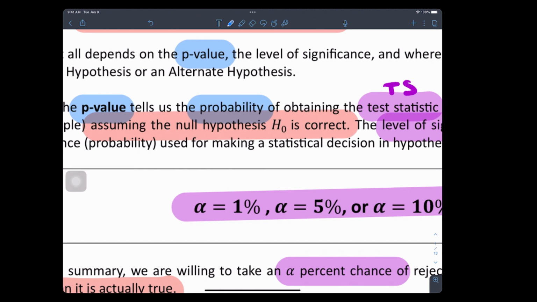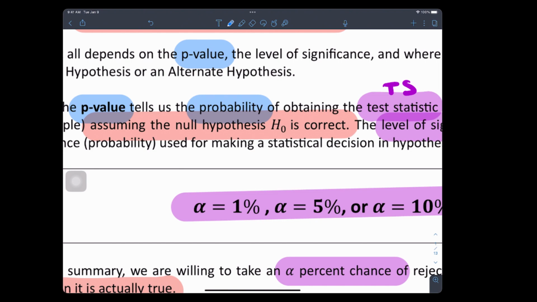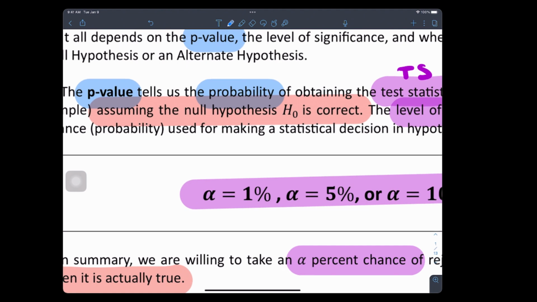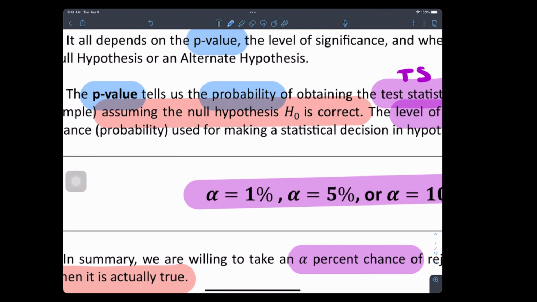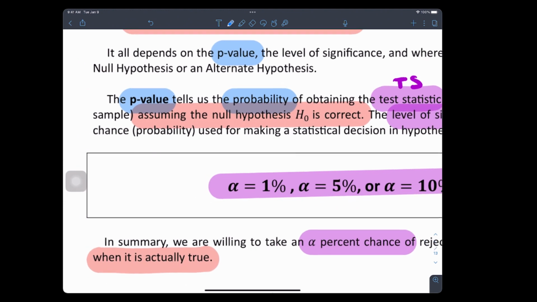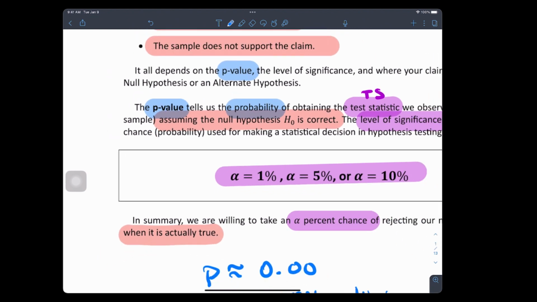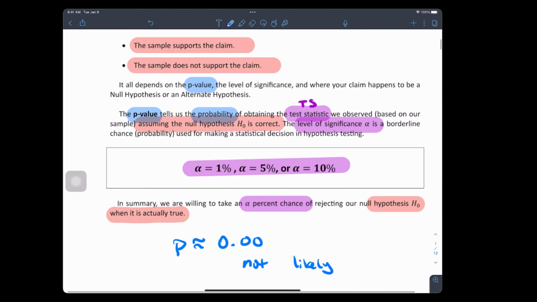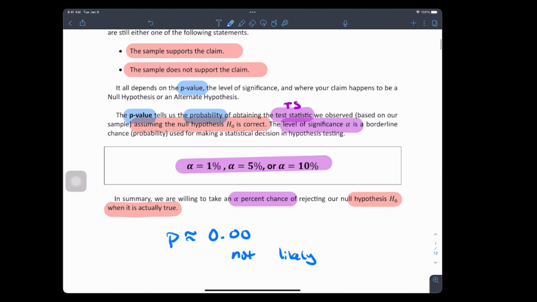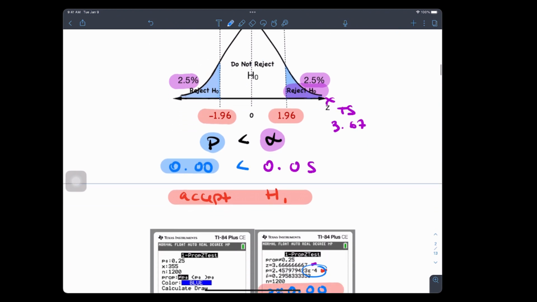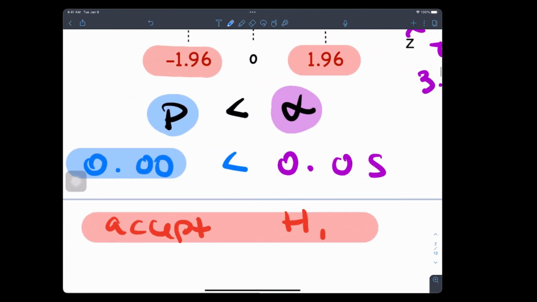I'm going to do that again. It's a pretty powerful thing. The p-value is the probability of getting that particular test statistic, assuming the null hypothesis is correct. So if that probability is close to 0, it's not likely to get that value, assuming the null hypothesis is correct, which means your null hypothesis is not correct. That's the meaning of this whole idea. But for us, all we got to do is what? Look at this comparison, and it tells us, do we accept the null or do we accept the alternate? And that's the end of the story.